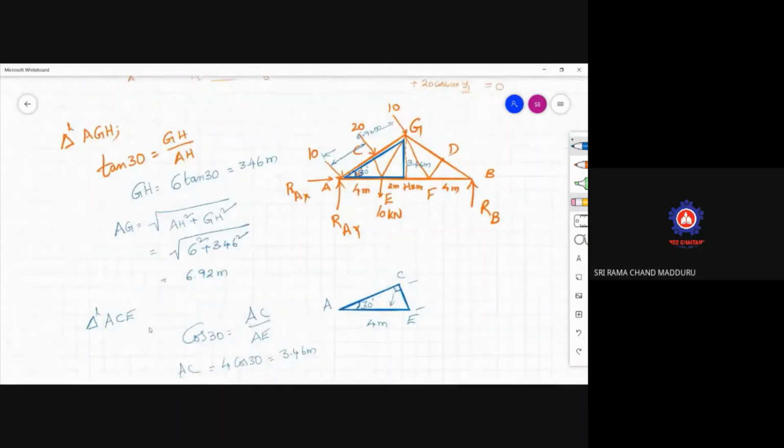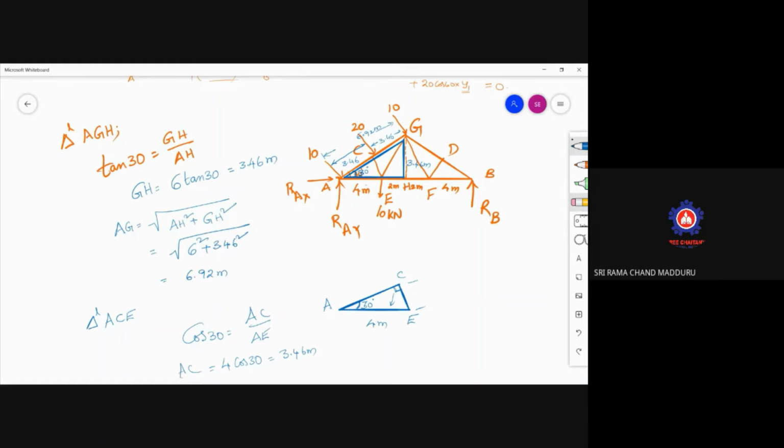Now, if AC is 3.46 meters, CG will also be 3.46. Why? Because the total is 6.92. 6.92 minus 3.46, that is 3.46 meters. Okay.